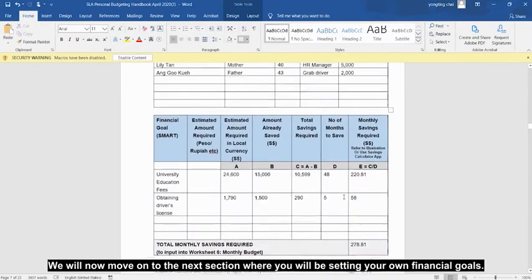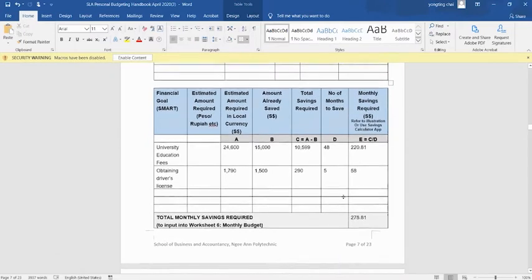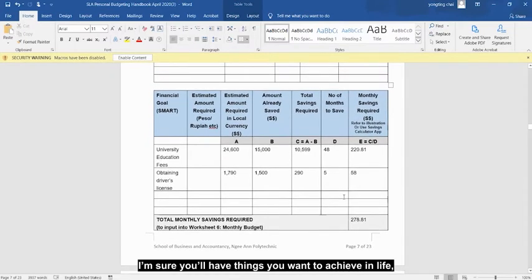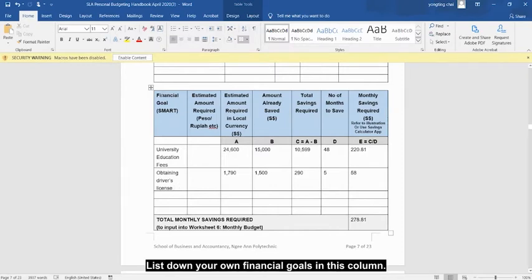We will now move on to the next section where you will be setting your own financial goals. I'm sure you have things you want to achieve in life, so you can now pause the video and take time to think about it. Some examples of financial goals are obtaining driver's license, buying a house, or even starting a business. List down your own financial goals in this column.